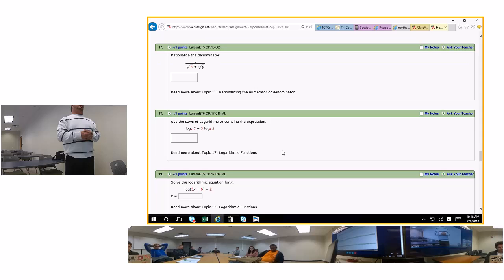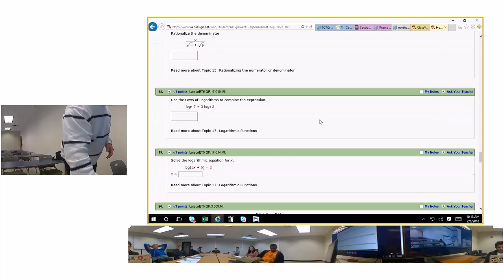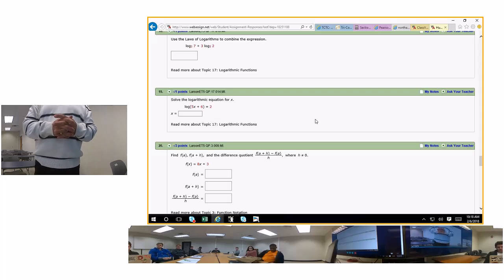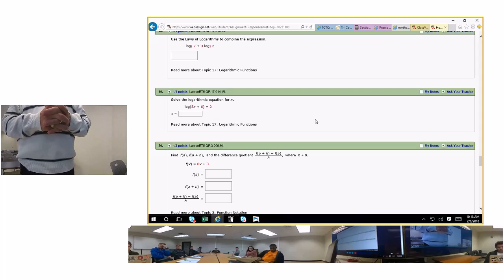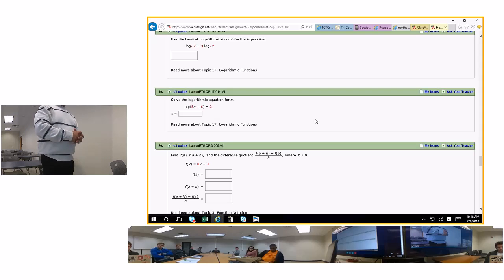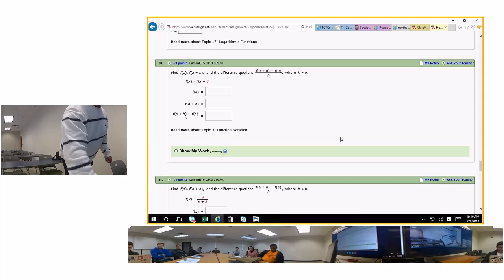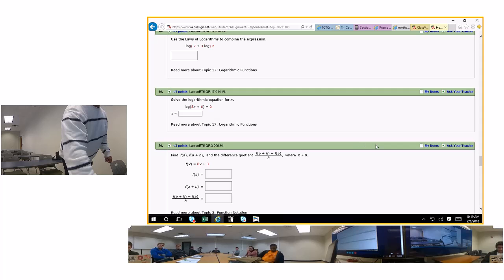Okay? Use the law of logarithms to combine the expressions. These are your logarithmic questions. Solve the logarithmic equation, and difference quotient. I think you got a couple of difference quotients on there. Wait, that's not 10. No. Yeah, that's the definition of logarithm. So those of you that don't know what that is, that's the definition of a logarithm. X is equal to a to the y power.